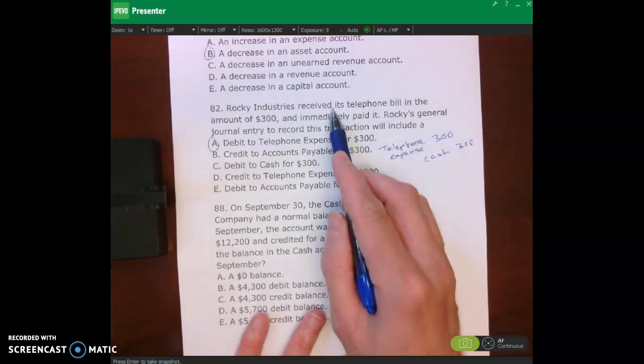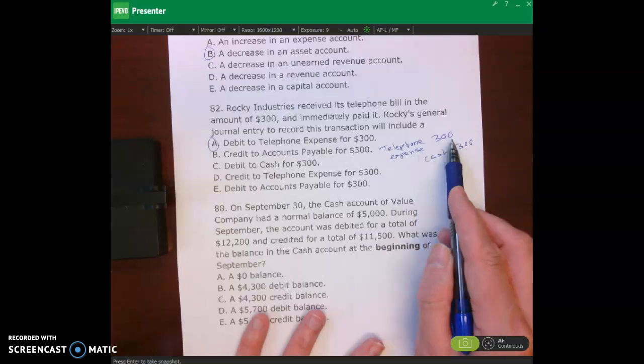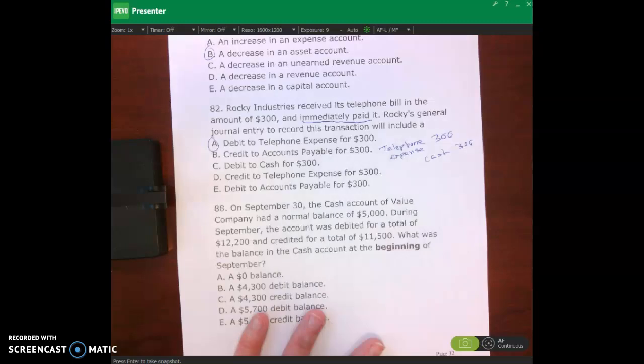Expenses are going up, so I'm recognizing that my expenses are going up. How do I recognize expenses going up? With a debit, and it says I immediately paid it. What do I pay things with? Cash. Cash is going down. Cash is an asset. How do I decrease an asset in terms of debits and credits? With a credit to cash.